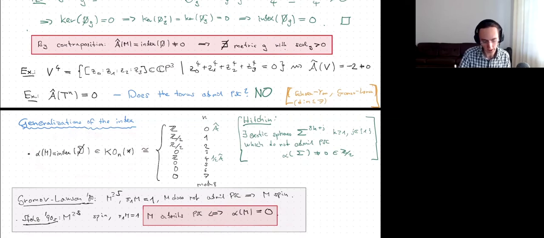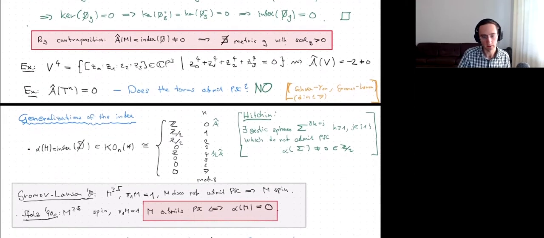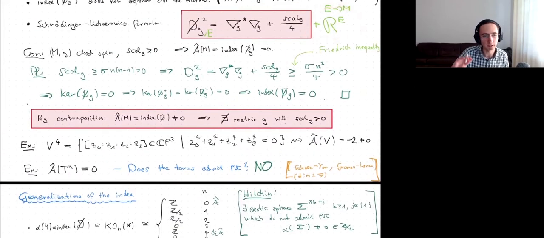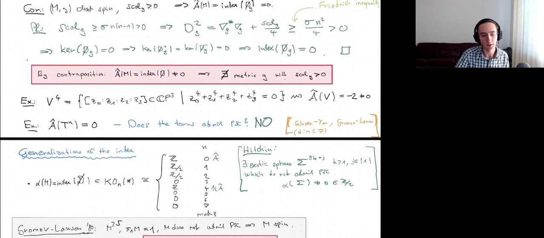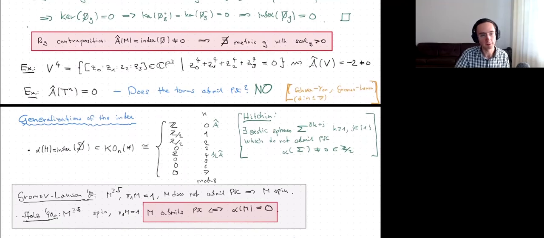So in the simply connected case, this refined index actually classifies completely the manifolds which admit positive scalar curvature. If you want to go beyond simply connected, then you need to refine your index once more. And there is this idea with the flat bundles that comes into play. So a flat bundle in a way is a representation of the fundamental group.